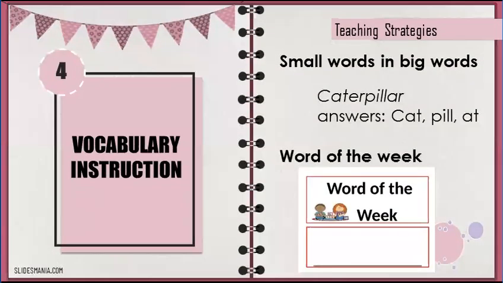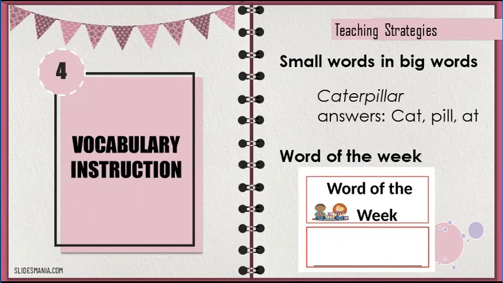So here are the teaching strategies that we can use. We can use small words in big words. In here, let them find some little words hiding in bigger words. So it can be called chunking. And example, caterpillar. So they can find the words cat, pill, and at from the word caterpillar.